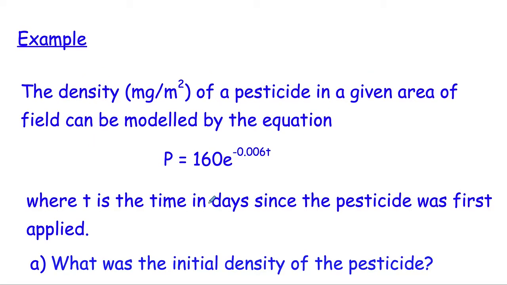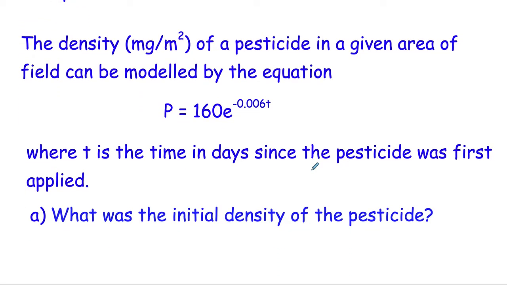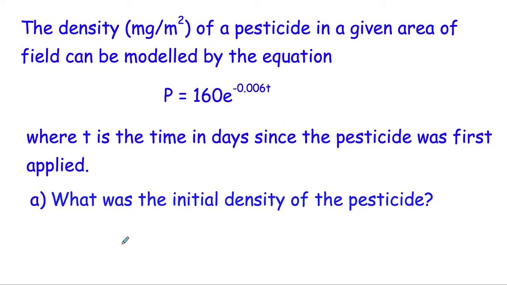So I've just got one really quick example. This is the density of a pesticide in a given area of field. So P is the pesticide, and this is over time, where T is the time since the pesticide was first applied. It wants the initial density of the pesticide. So the initial density is when T is equal to 0. And when T is equal to 0, this will become e to the power of 0. E to the power of 0 is 1. So that will just be 160.